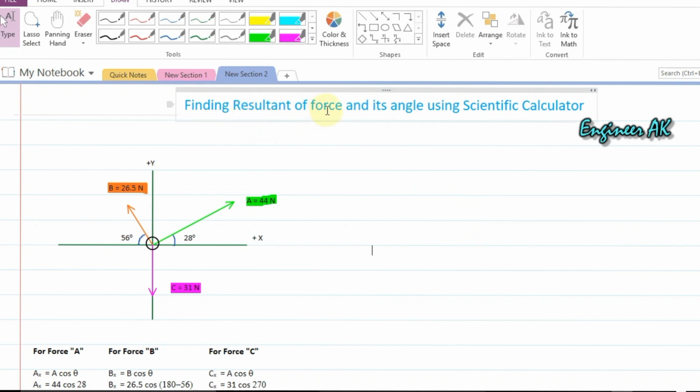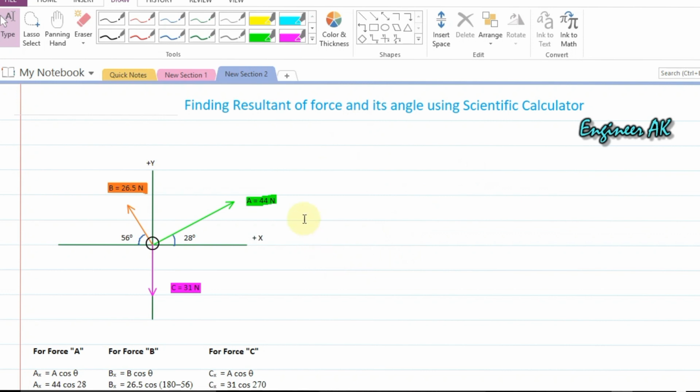We are going to learn how to find the resultant of force and the angle of the resultant force using a scientific calculator. In this video, first we will do it manually to find the resultant force and the angle, and after that I will show you how you can easily find the resultant force and the angle of the resultant force using a scientific calculator. So let's get started.